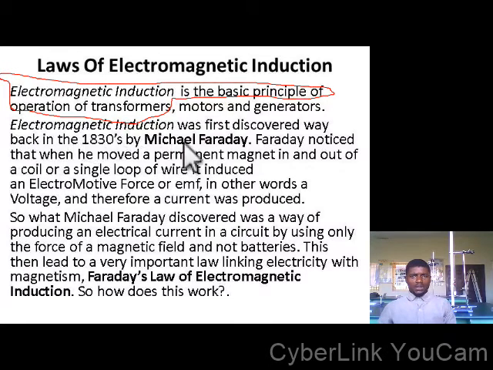Electromagnetic induction was first discovered way back in the 1830s by Michael Faraday. Faraday noticed that when he moved a permanent magnet in and out of a coil or a single loop of wire, it induced an electromotive force, or EMF. In other words, a voltage, and therefore a current was produced.